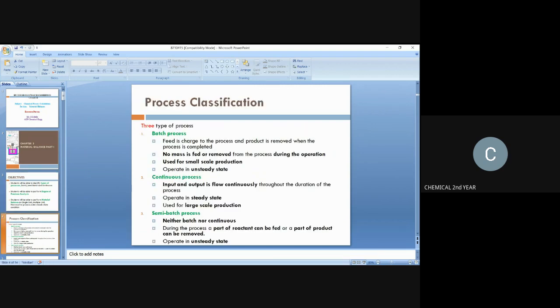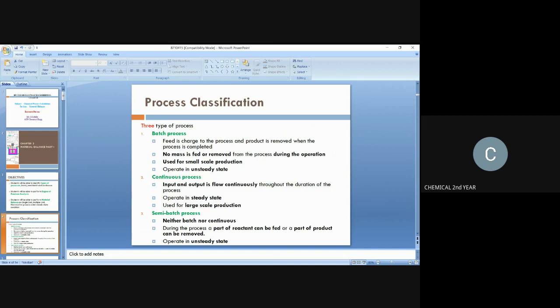Process classification. There are three types of processes. First one is the batch process. Feed is charged to the process, and the product is removed when the process is completed. Here, no mass is fed or removed from the process during the operation. It is used for small scale production. It is operated in unsteady state.